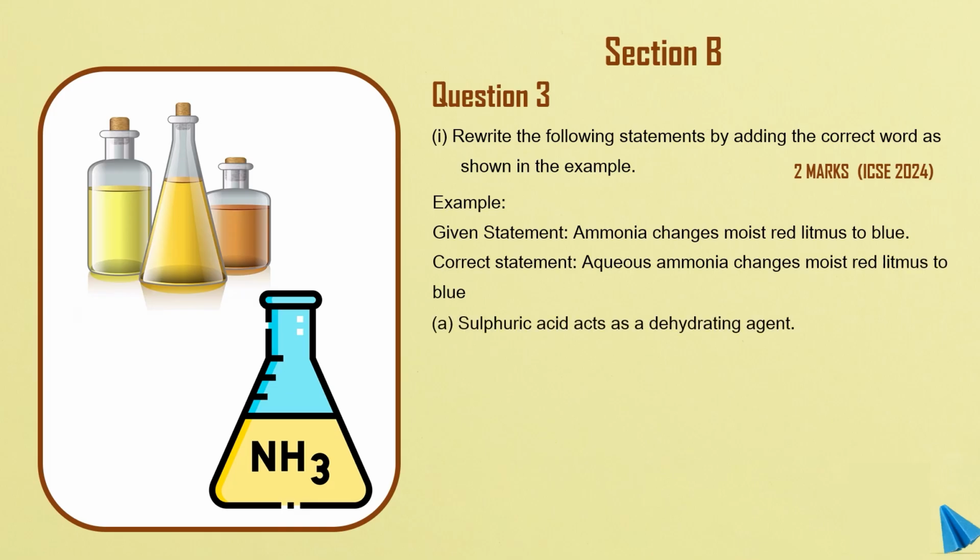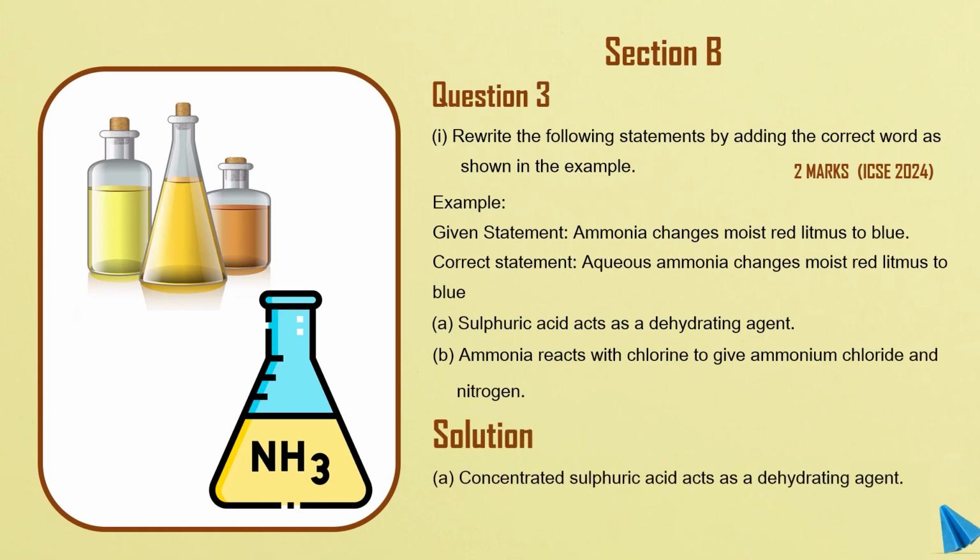So A is sulfuric acid acts as a dehydrating agent. B, ammonia reacts with chlorine to give ammonium chloride and nitrogen. Here is the solution. For A, concentrated sulfuric acid acts as a dehydrating agent. Ammonia reacts with chlorine to give hydrogen chloride and nitrogen. Let's have a look at the new question now.